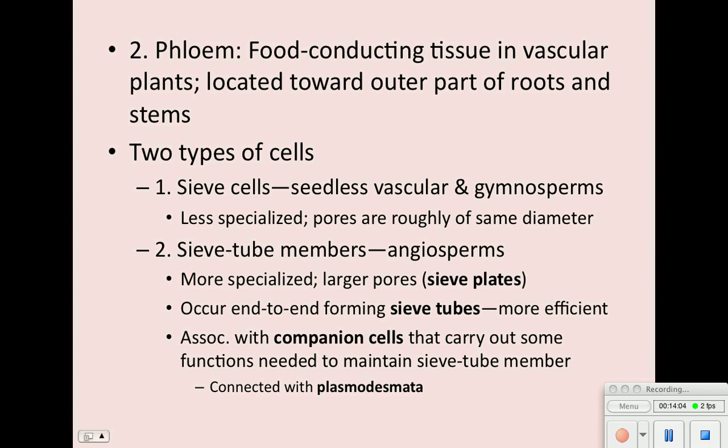Now, the sieve tube members do require companion cells to help carry out functions to maintain that cell, so it's just a little bit more complicated within the angiosperms.